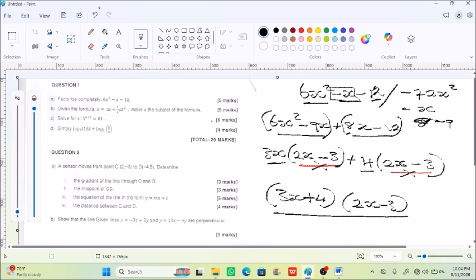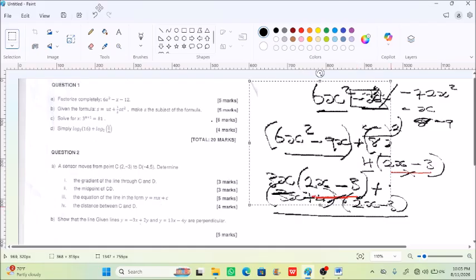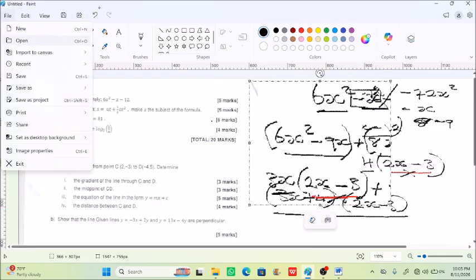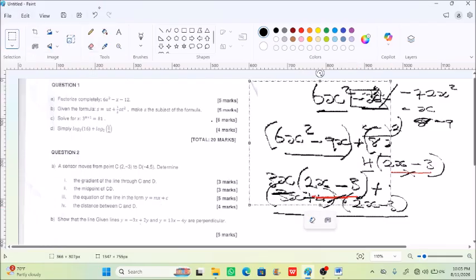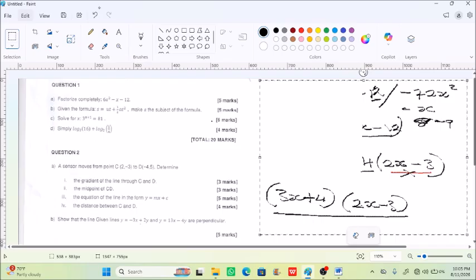So now, how do you go about this? This is our question B. Let me just erase this so that we can have space to solve all the questions.